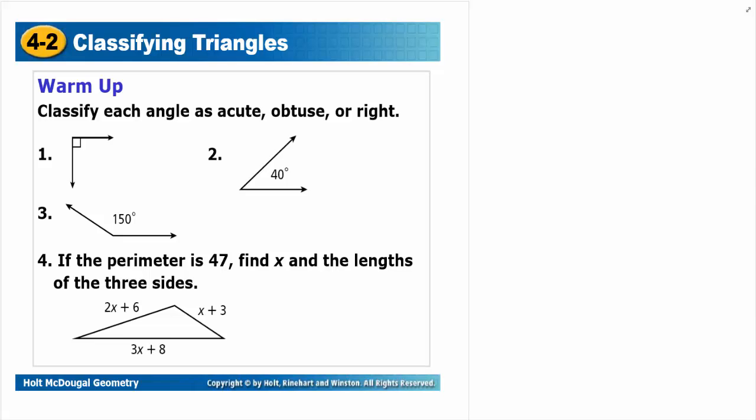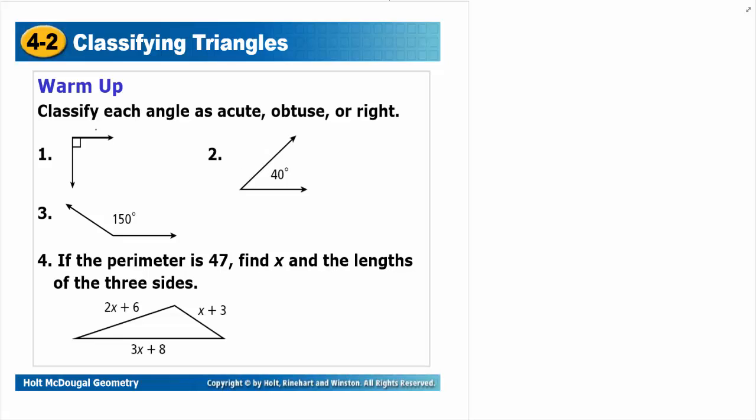Alright guys, moving on to 4.2, we got our warm-up here. In 4.2, we're going to be getting into triangles, and when we talk about triangles, we're going to be going over, obviously, classifying them by their angles and their sides. So that's what you'll see in the warm-up here. We're talking about angles and sides and things that we should know at this point. So go ahead and pause the video, do the warm-up, and we'll go over it.